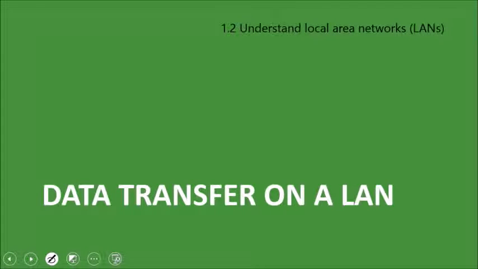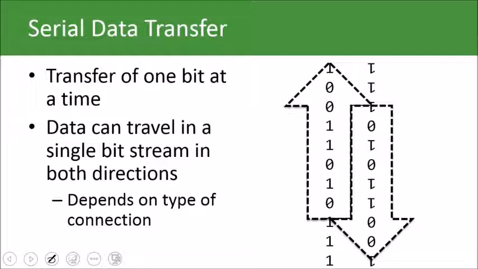All right, so now let's switch modes and talk about data transfer on LANs. Data is transferred in a serial format. That means 1 bit of data at a time is sent. Now, data can travel in a single bit stream in both directions, like to and from. How it does that depends on the type of connection, and you've got a couple of different types. There's something called simplex, which is like a one-way street. So data can only transfer from one device to another.